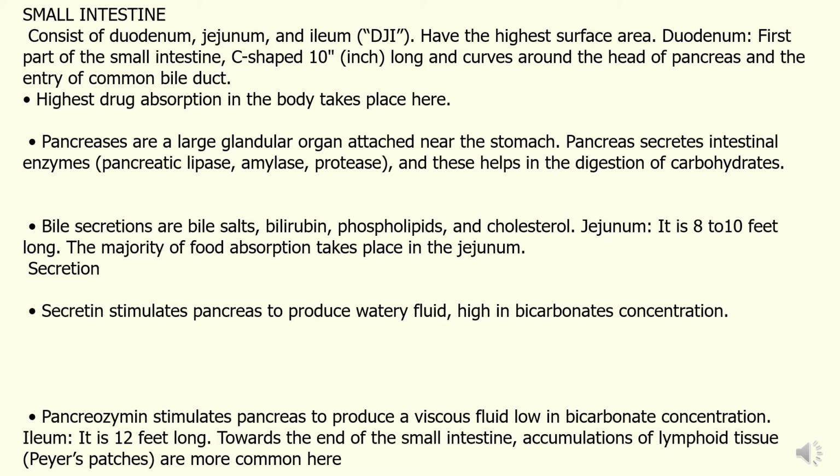The pancreas is a large glandular organ attached near the stomach. It secretes digestive enzymes: pancreatic lipase, amylase, and protease, which help in digestion of carbohydrates. Bile secretions are bile salts, bilirubin, phospholipids, and cholesterol. Jejunum. It is 8 to 10 feet long. The majority of food absorption takes place in the jejunum. Secretions: secretin stimulates the pancreas to produce watery fluid high in bicarbonate concentration. Pancreozymin stimulates the pancreas to produce a viscous fluid low in bicarbonate concentration.